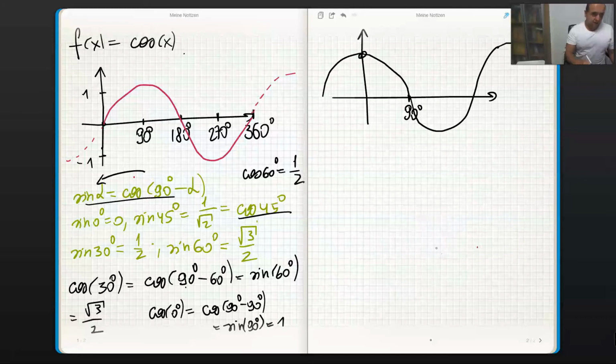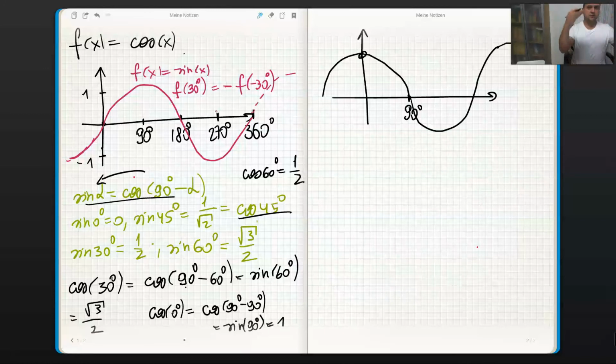And you may also see that the sine curve is an odd function, okay? So on the left-hand side here, from the origin, we have the same values, but with a different sign. So f of 30 degrees is not the same as f of minus 30 degrees, but if you put a minus in front, it will reflect it on the x-axis and they're going to be equal.